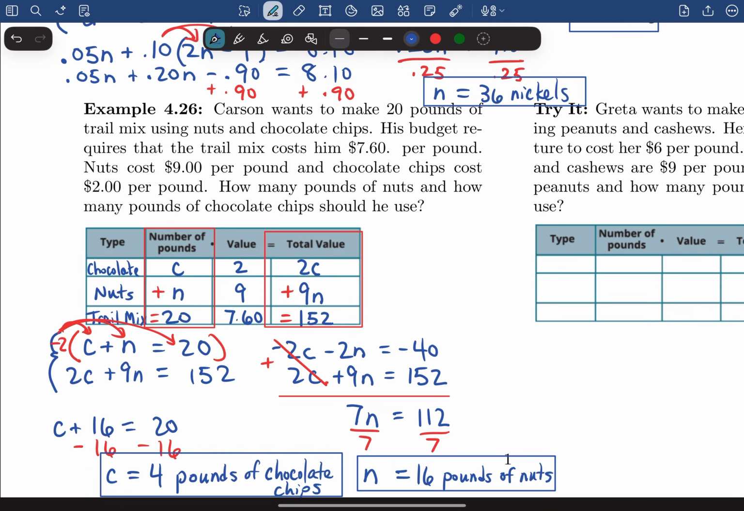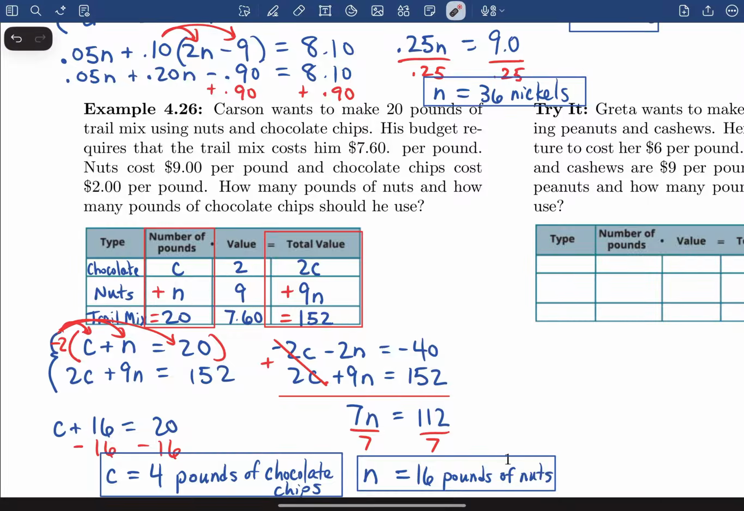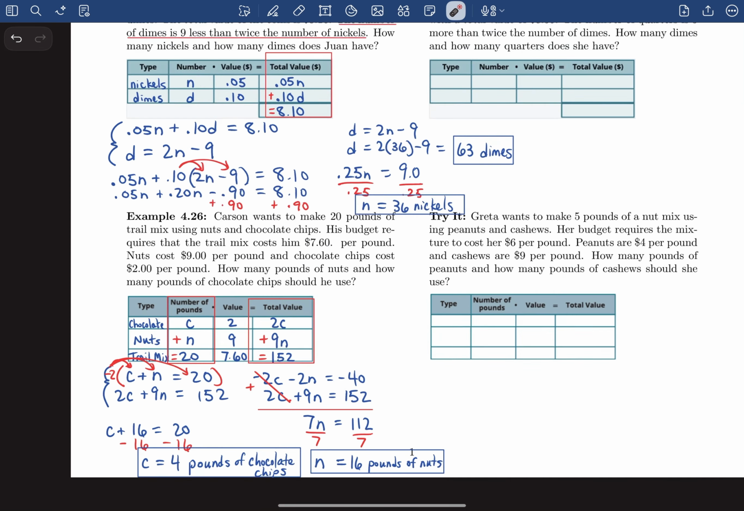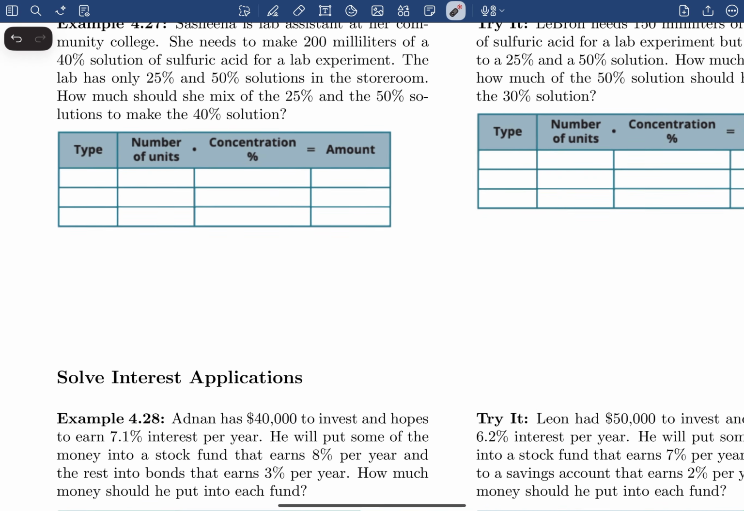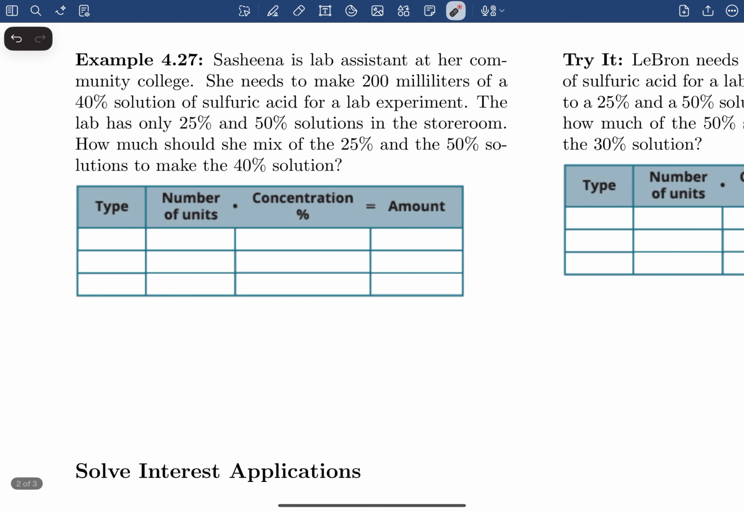Great. So there we go. We have solved the system of equations, and we know exactly how many pounds of nuts and how many pounds of chocolates are required to produce the parameters in question, right? I need 20 pounds of trail mix total, and it has to satisfy all these conditions, and yes, we have done it. Let's move forward into our next example, and example 4.27 has to do with Sashina.